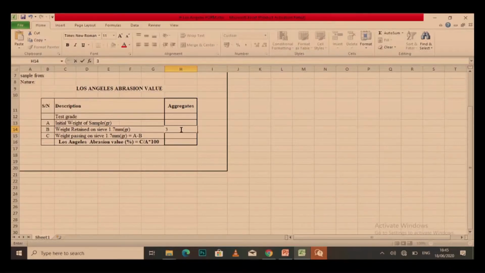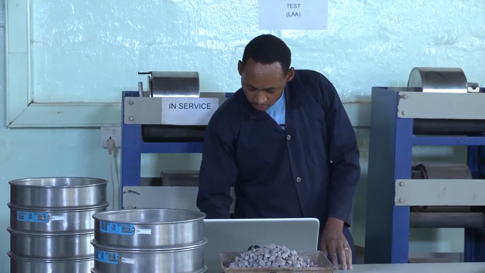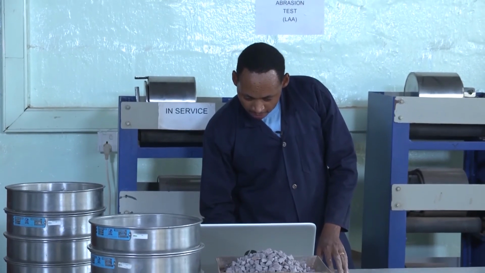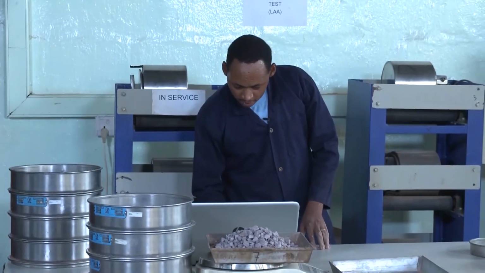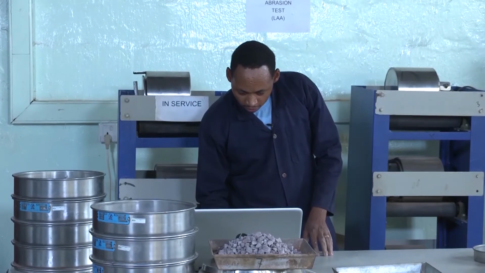We have 3 kg 942. Remember that the initial mass on our class B was 5,000 grams or 5 kg. Then we are going to calculate the weight passing the sieve, equal to the initial mass minus the weight retained on that sieve.